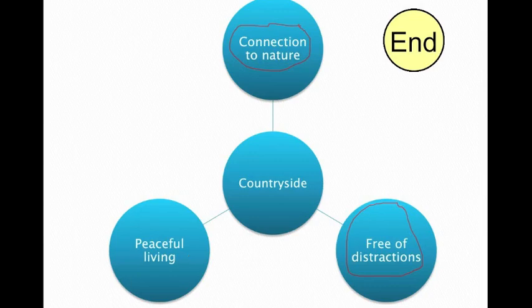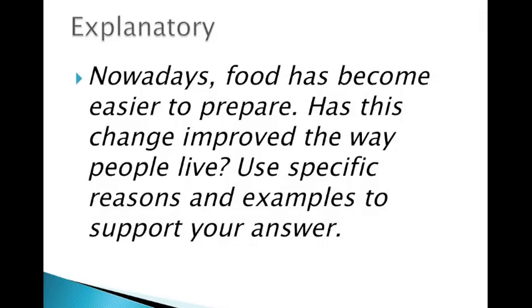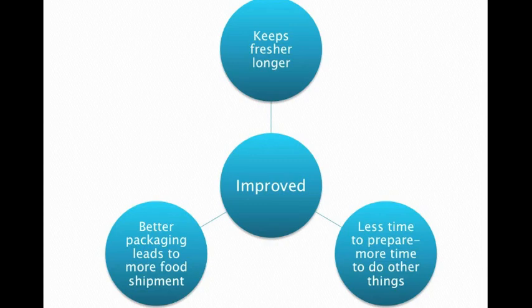All right, let's play again. This time, let's look at an explanatory essay. Nowadays, food has become easier to prepare. Has this change improved the way people live? Use specific reasons and examples to support your answer. Okay? So again, we have to explain whether the change has improved the way people live. And I'm going to say that it has improved. So here are my reasons.